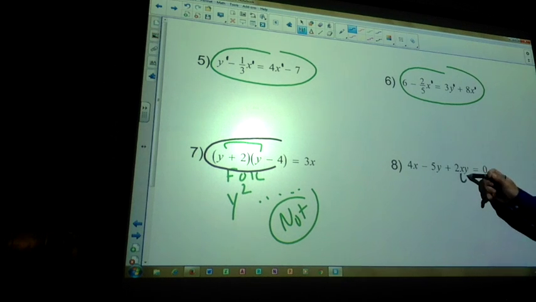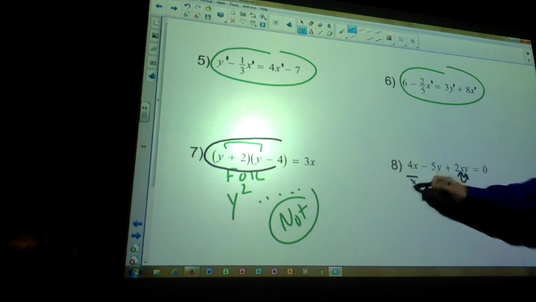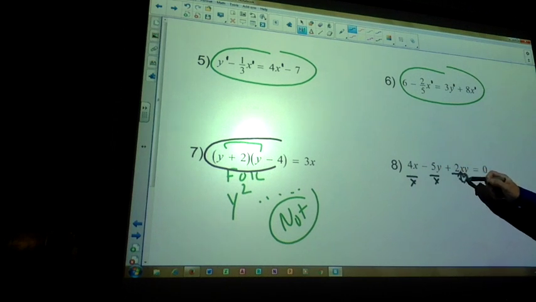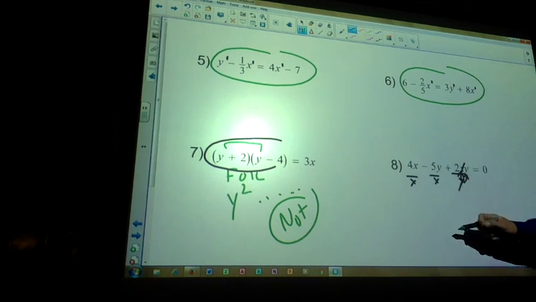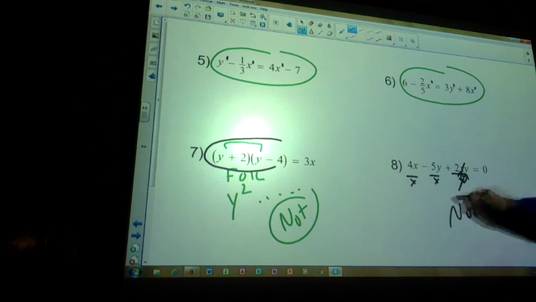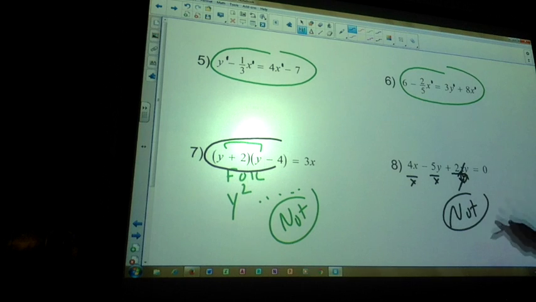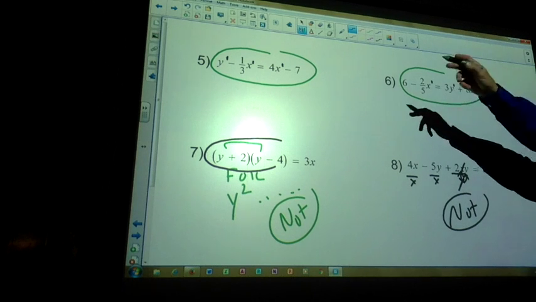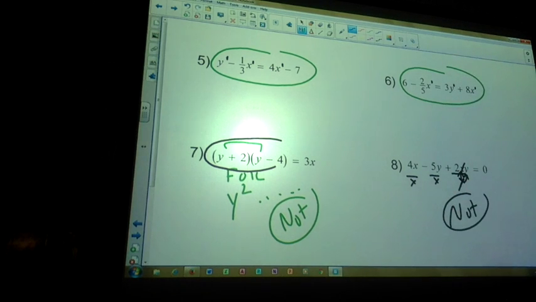What do you think's happening here? These are being multiplied together. So then, how would I get rid of this? I'd have to divide everything by x. Now I'd get an x in the denominator, so that's definitely a not. So, the x and the y's both have to be raised to the first power. The x and the y's can't be in the denominator. So linear, linear, not, not.